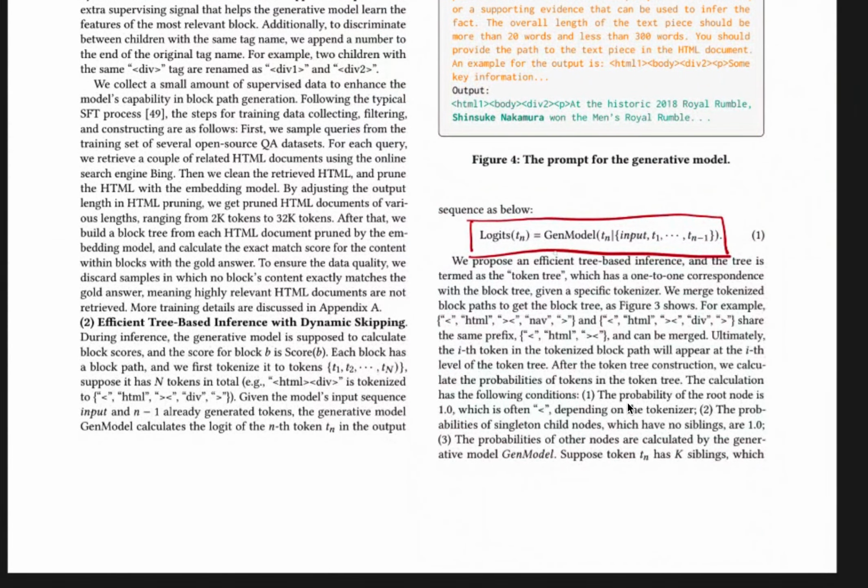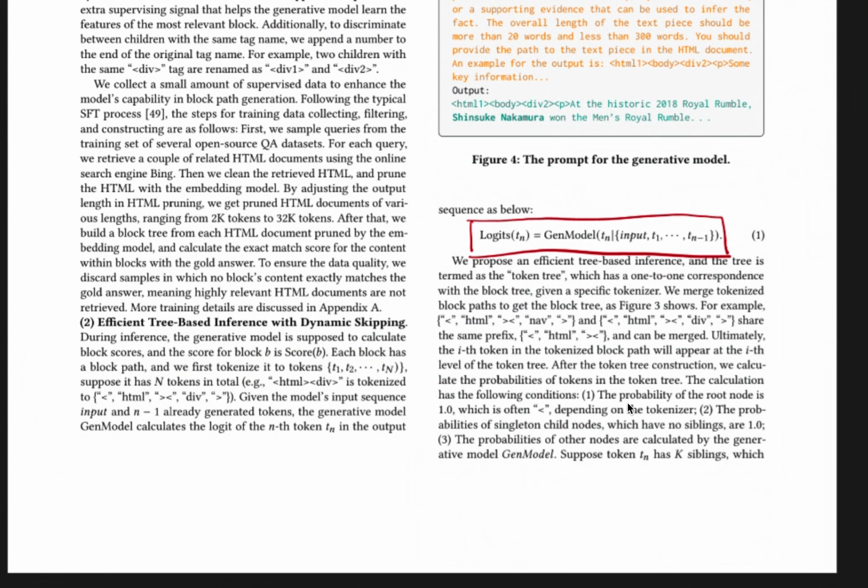For the logits part, I think they have given the same thing here: the efficient tree-based inference with dynamic skipping. Yeah, this is also important, because during inference the generative model is supposed to calculate the block scores, obviously, right? And the score for block B is score B. Each token has a block path, and we first tokenize it into tokens.